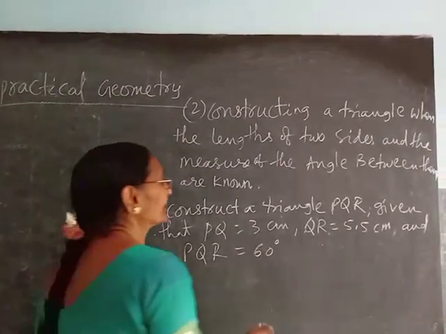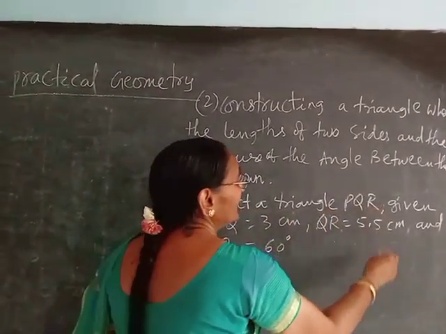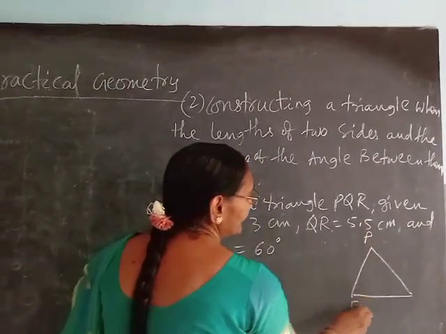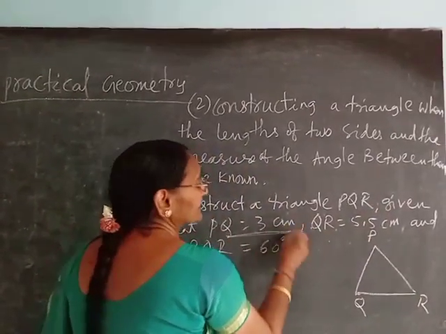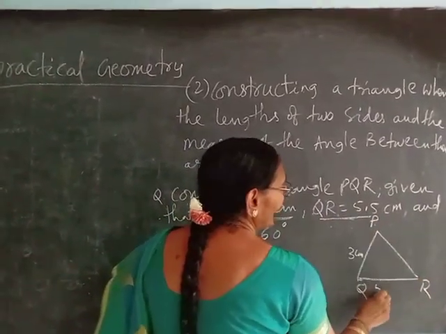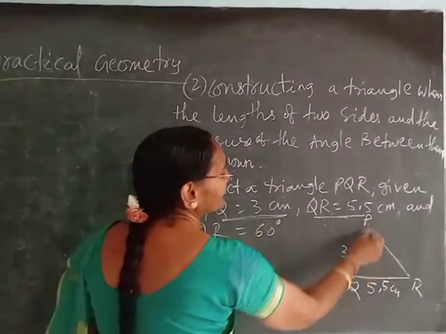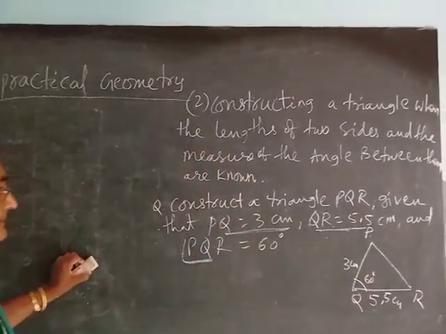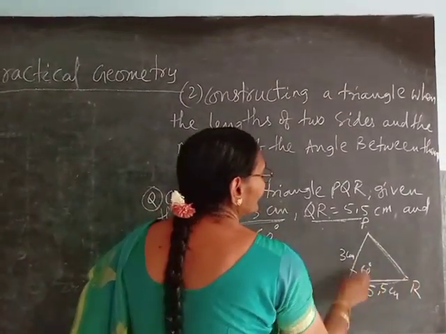First you have to construct a rough sketch. What is the sketch? Construct a triangle PQR. PQR, one triangle has to be constructed. Given that PQ is equal to 3 centimeter, and QR is equal to 5.5 centimeter, and angle PQR means this angle is 60 degree. This is the question. First you have to draw a rough figure, a rough sketch.